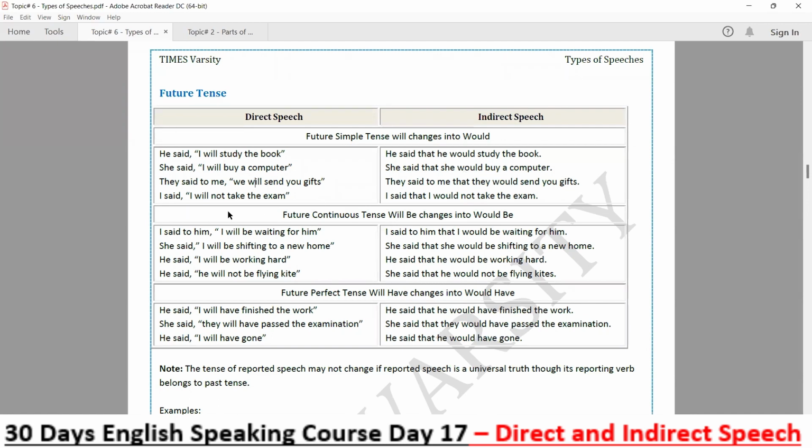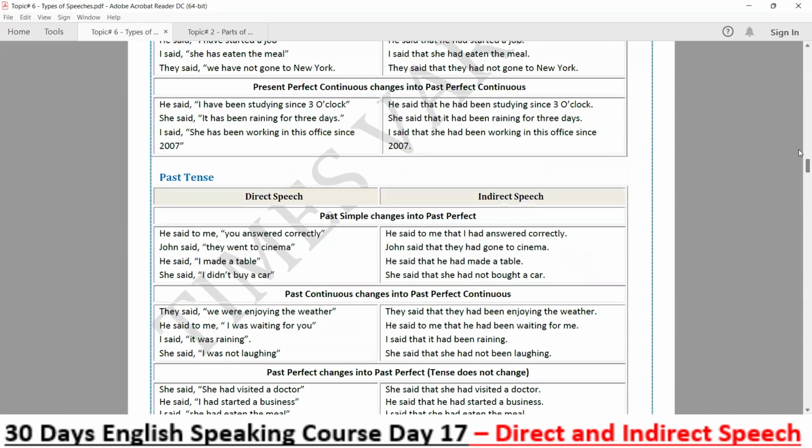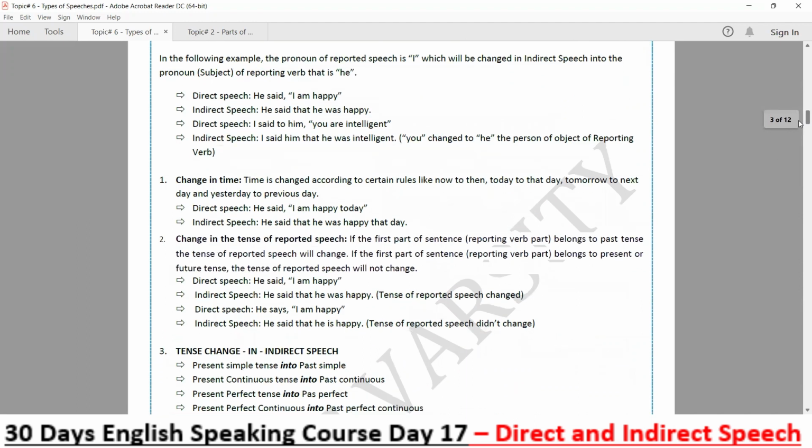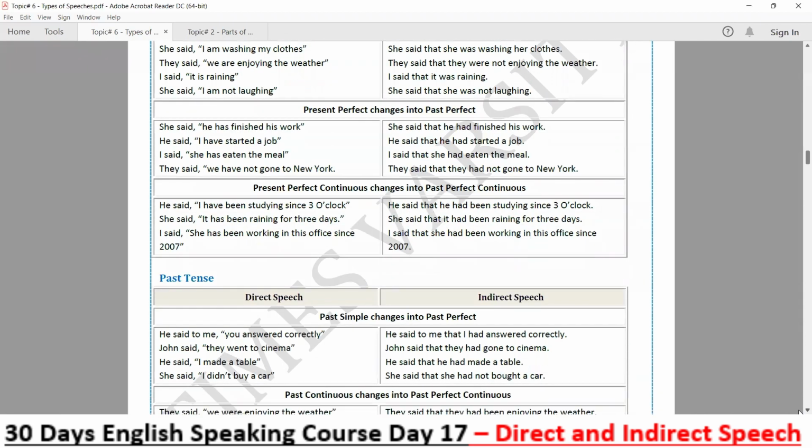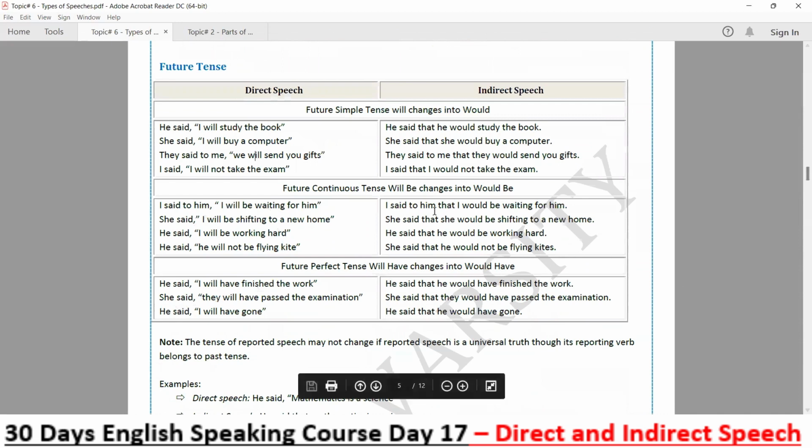I said, "I will not take the exam." In indirect speech, I said that I would not take the exam. Will changes to would. This is what we discussed in these rules. So the future simple tense remains future tense, but instead of will, would is used here.